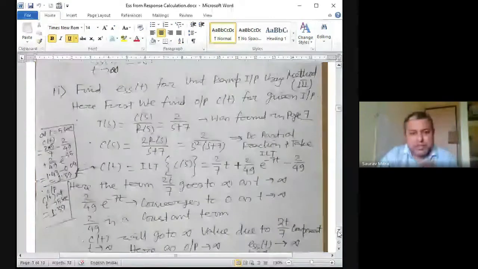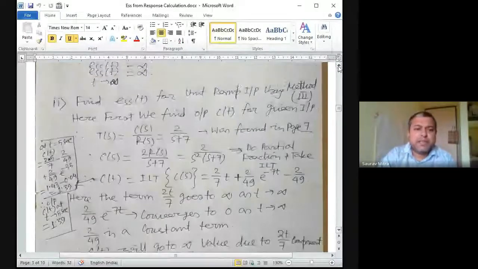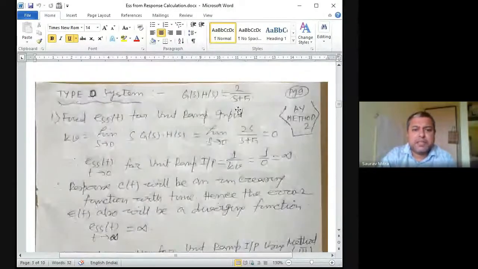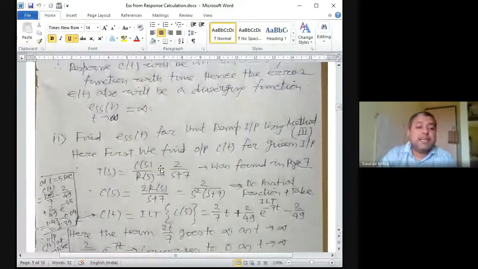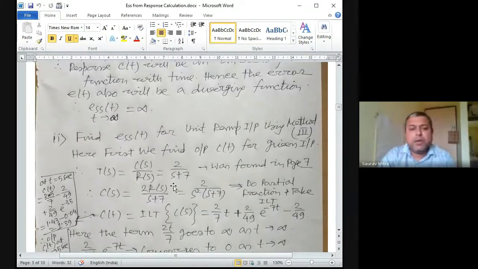This is a type 0 system, 2 by s plus 5, as shown above. First we have to convert this into C(s) by R(s), that is G(s) by 1 plus G(s)H(s). If you do that, 2 by s plus 5 divided by 1 plus 2 by s plus 5, you'll get 2 by s plus 7. So this is method 1, where we first find C(s) by R(s). This 2 by s plus 7 was found on page number 7 previously.